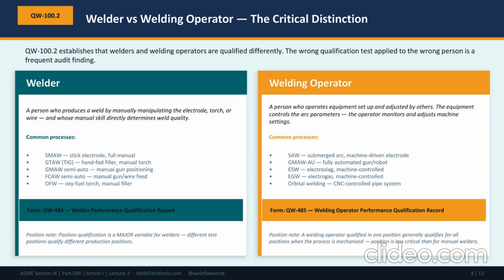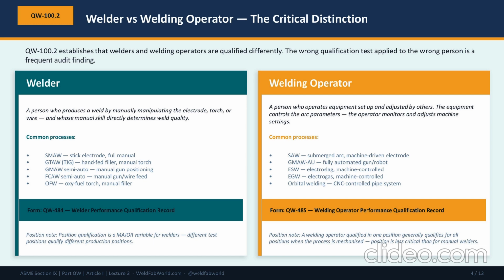For a welding operator, position is far less critical. A welding operator qualified in one position generally qualifies for all positions when the process is mechanized. The machine does not get tired, gravity affects it differently, and manual dexterity is not the variable.